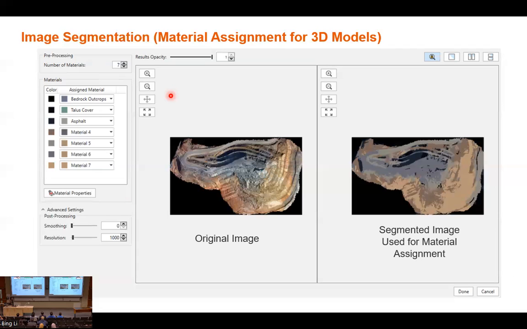So the idea here is image segmentation provides a very convenient way to define material regions for an area that may be very large and geologically complex.